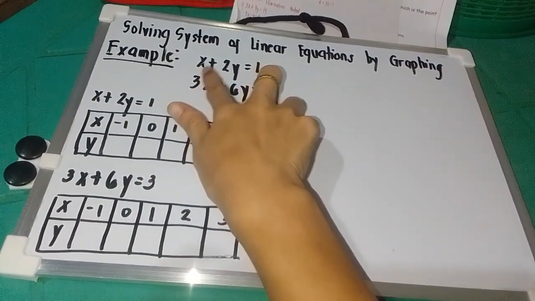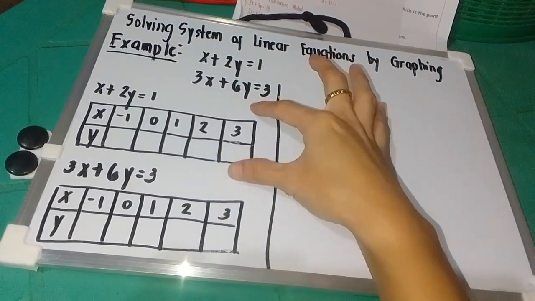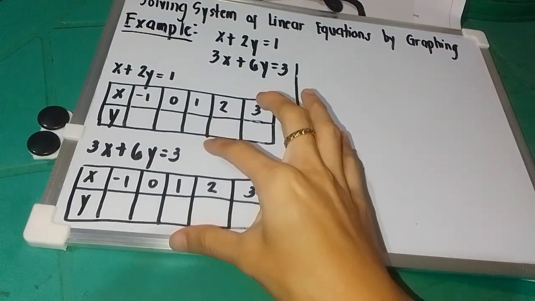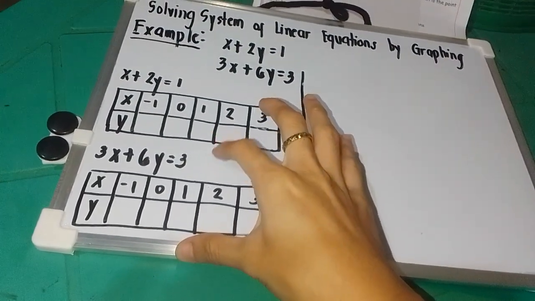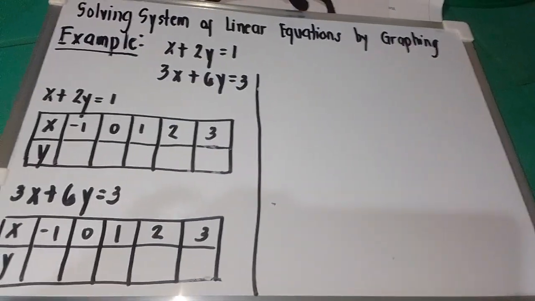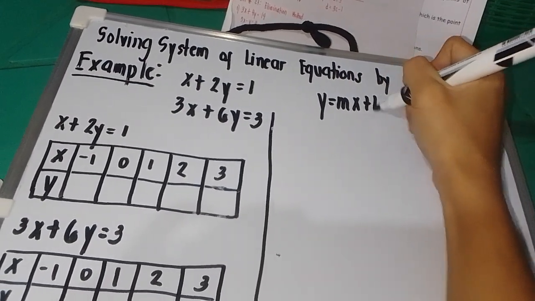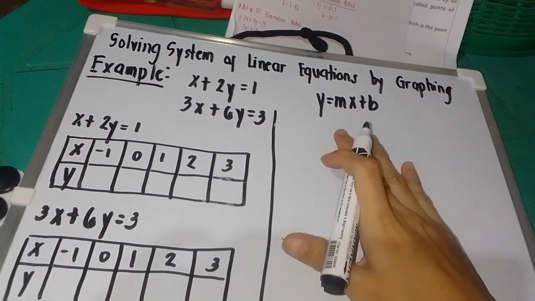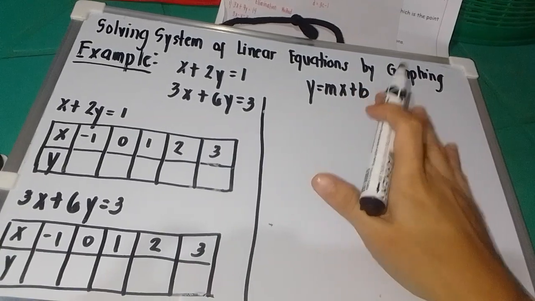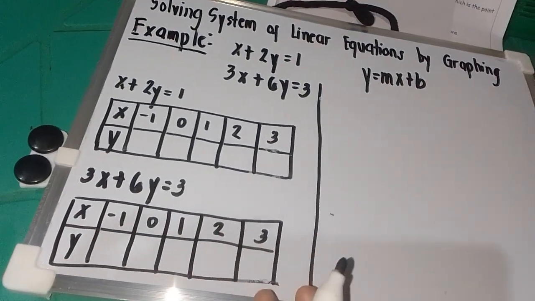First linear equation, x plus 2y equals 1, and here is the table for it. Second equation is here, and here is the table for it: 3x plus 6y is equal to 3. Now, our given linear equations are not yet in slope-intercept form. So we will transform them into this kind of equation to solve for the values of y, and then continue with the substitution.